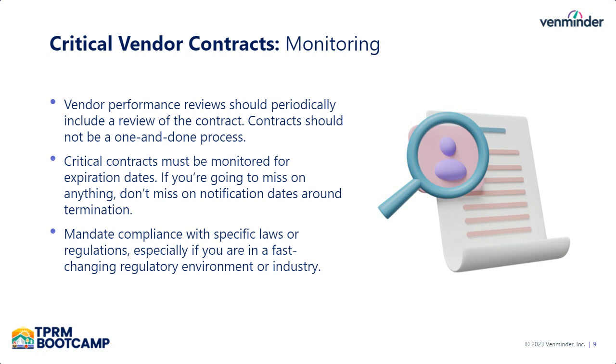You would also want to review the vendor's performance against the SLAs, their KRIs, or KPIs, and identify any issues that are in immediate need of correction versus waiting to address them with a contract renewal. And critical vendor contracts really should be monitored for expiration dates as well, so that you are always prepared for that contract renewal or termination at least 120 days in advance.